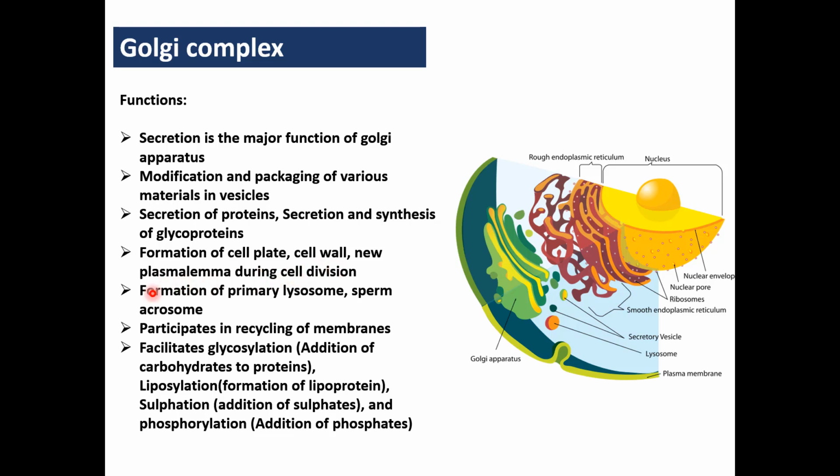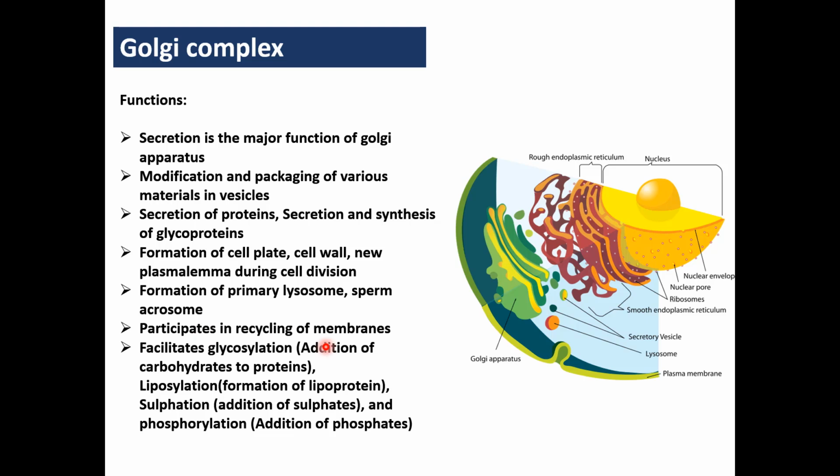It also helps in the formation of the primary lysosome, which contains enzymes for the degradation or apoptosis, as well as degradation of foreign substances, and it also helps in the formation of sperm acrosome. So, sperm acrosome contains the Golgi bodies, which secrete hydrolytic enzymes, which are essential for degradation of the extracellular matrix of the ovum, so that sperm can reach the ovum.